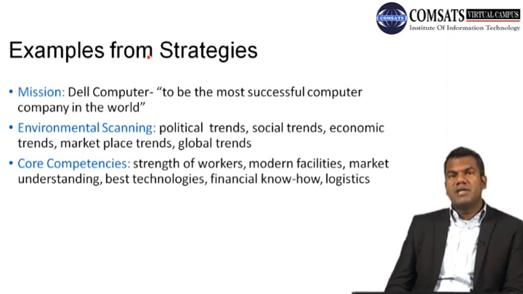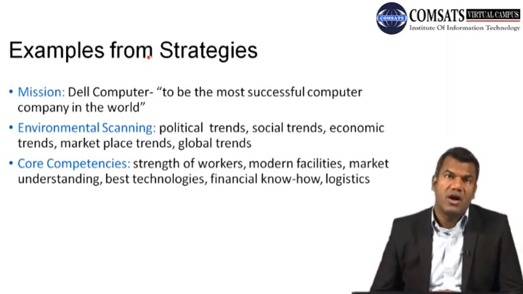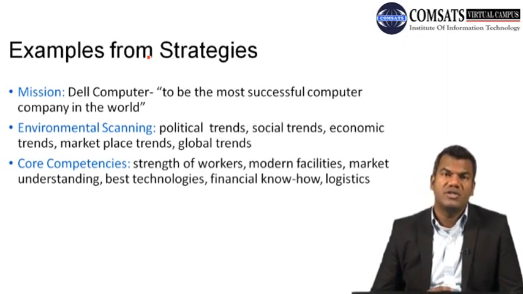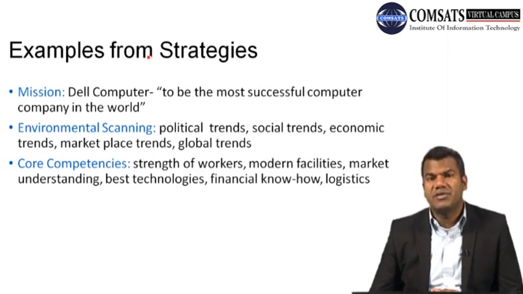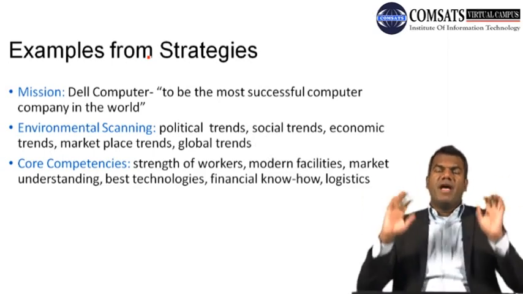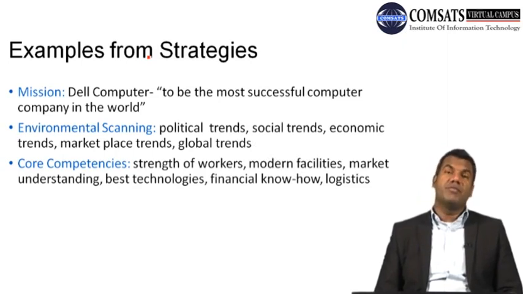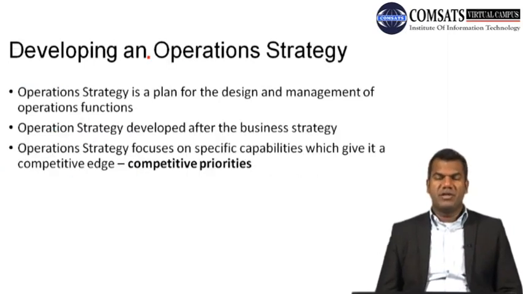Now what comes in core competencies: the strength of workers, how your workers are, then your modern facilities, that is, how your company's infrastructure is, then market understanding, and then your best technologies, financial know-how, your logistics, these are all included in your core competencies. Because if you have efficiency in these, that actually differentiates you from your competitor. Now after having the inputs from these things, like your mission, your environmental scanning and your core competencies, what we are going to do is that we have our business strategy formulated.